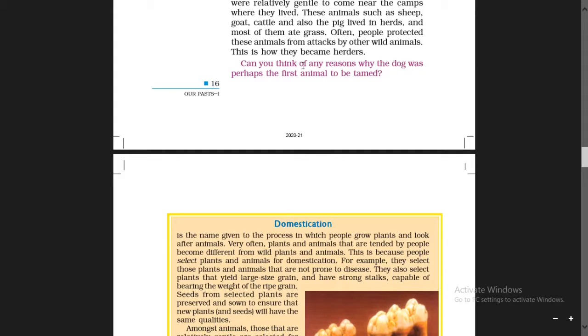Can you think of any reasons why the dog was perhaps the first animal to be tamed? In the answer you can say, boys, it is because it is a smaller animal in size and could be easily kept. Another point you can say, it is an intelligent animal.